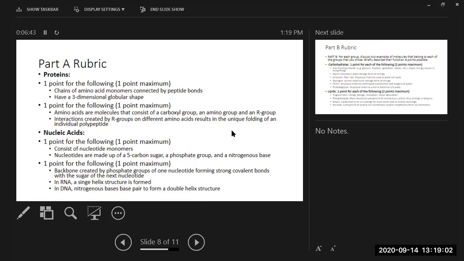Continuing on, the other point you could have gotten for proteins, amino acids are molecules that consist of a carboxyl group, an amino group, and an R group. If I were to actually write this down, this hopefully looks familiar to you. You have your essential carbon in the middle. On the right, you have a carbon double bonded to an oxygen, and then bonded to an oxygen and a hydrogen here. This right here is called your carboxyl group. It is also known as carboxylic acid. Nitrogen bonded to 2 hydrogens is known as an amine group or amino group.